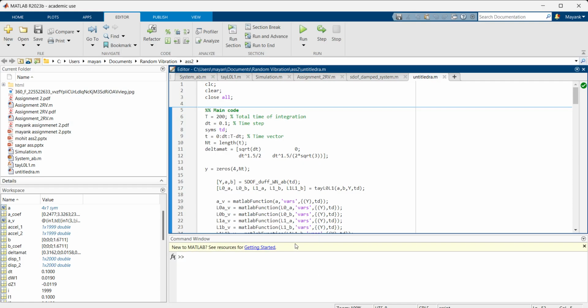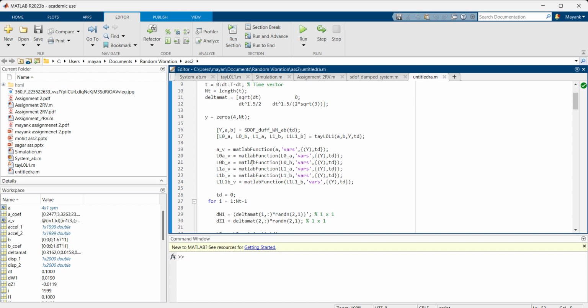Okay, so this is my code. Total time steps are 200. dt is the time increment. This is a symbol defined td, and t is from 0 to t minus dt with increments dt, and this is the total length of time. This is a delta matrix, and y is the initialization of the y matrix, the output matrix.